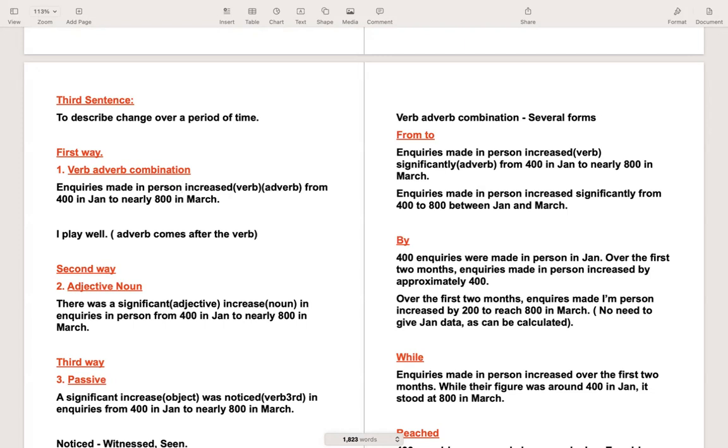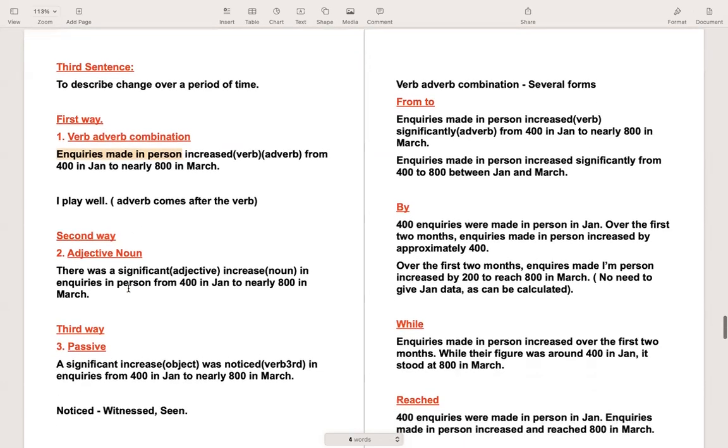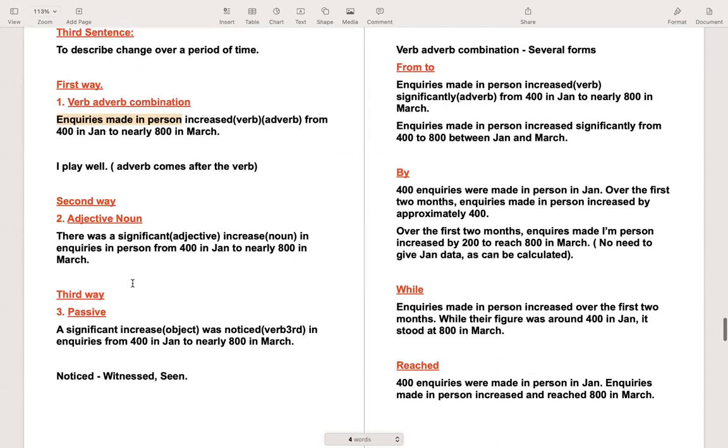I hope this sentence is clear. Otherwise, it's a very simple sentence. You take the thing, the subject, and you write increased or decreased or remained the same or fluctuated, whatever is happening, and then you write the adverb. Is this sentence clear? Yes, sir. Okay. So we'll go to the second one. I'll be quick and then we can have doubts after I've explained all three ways.